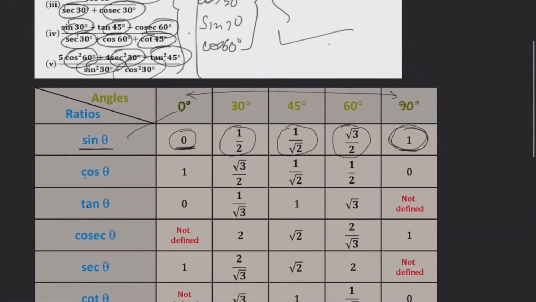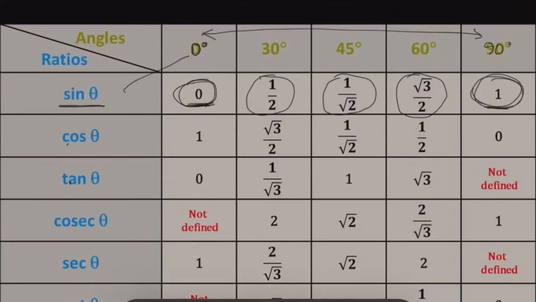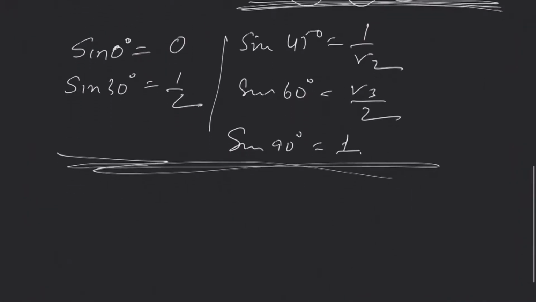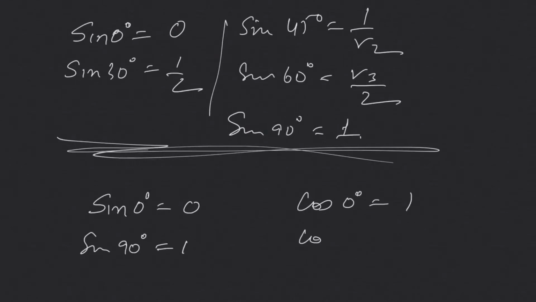Now what I will show you is from cos. Cos is nothing but the reverse of sine, because sine is from 0 to 1, and cos is nothing but 1 to 0. My point here is sine 0 degree is 0 and sine 90 degree is 1. That means cos 0 degree is 1 and cos 90 degree is 0.